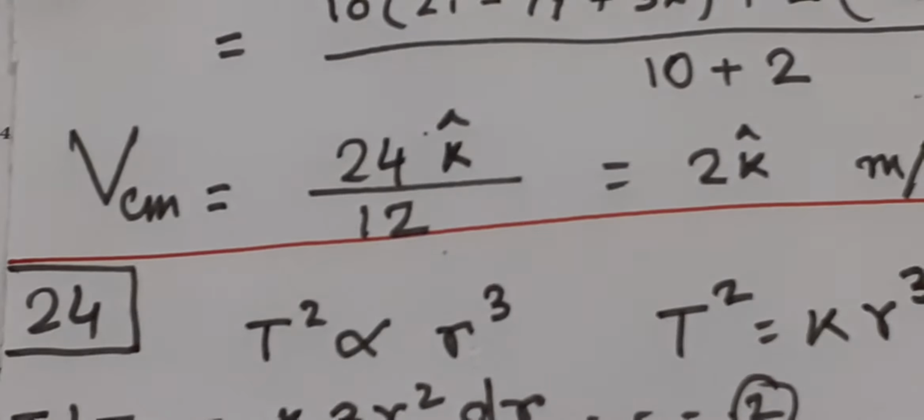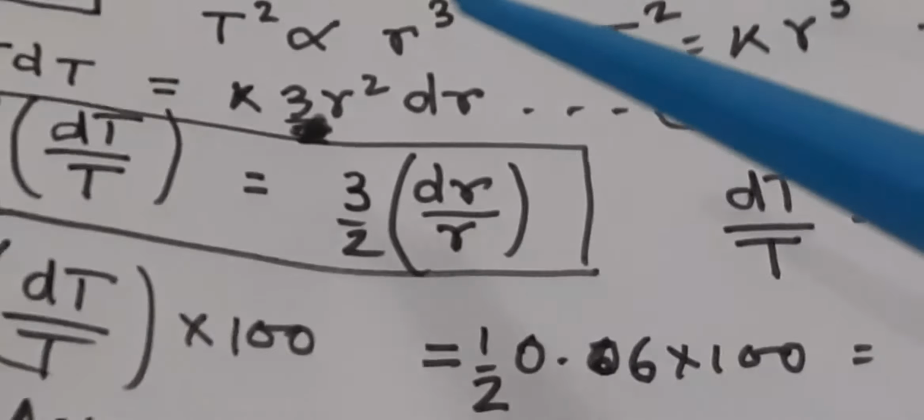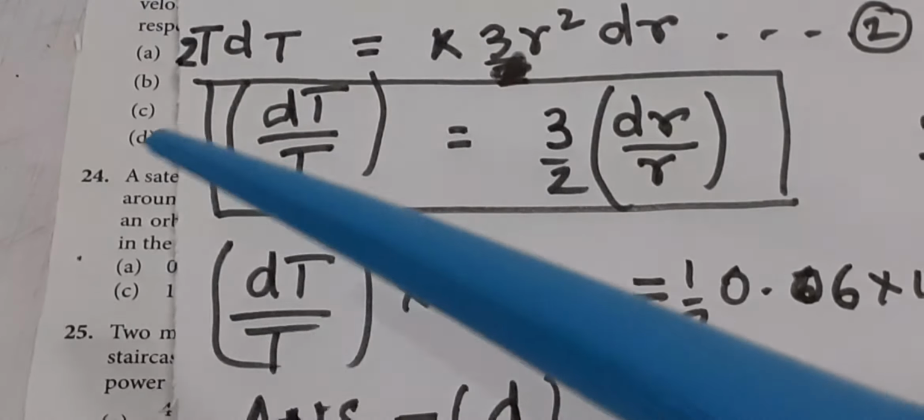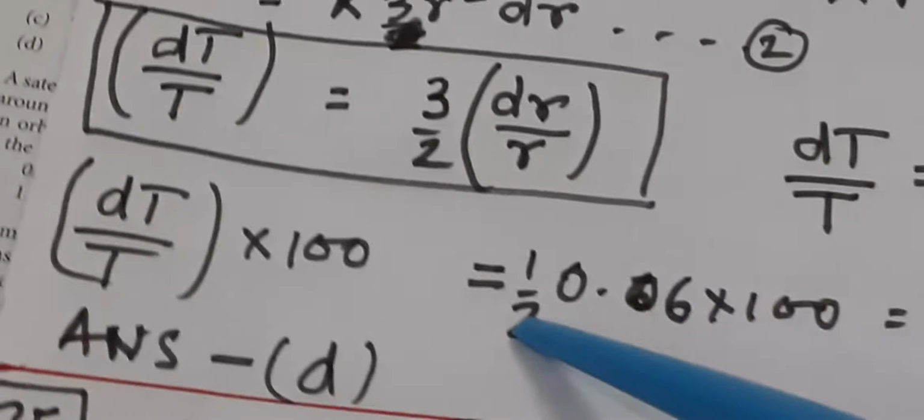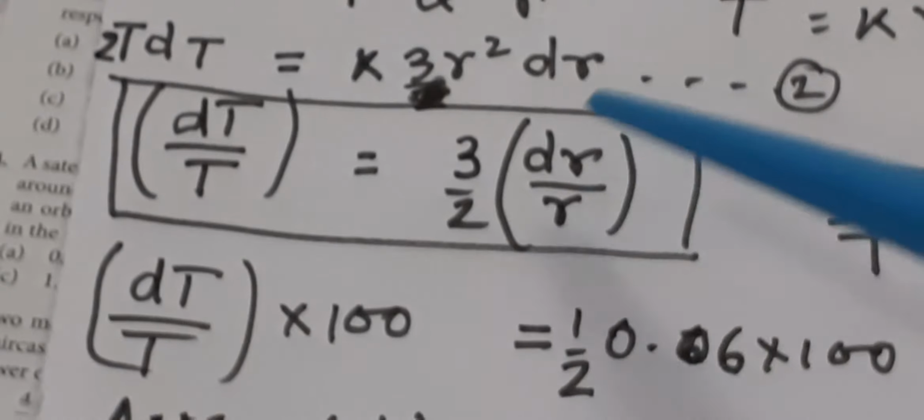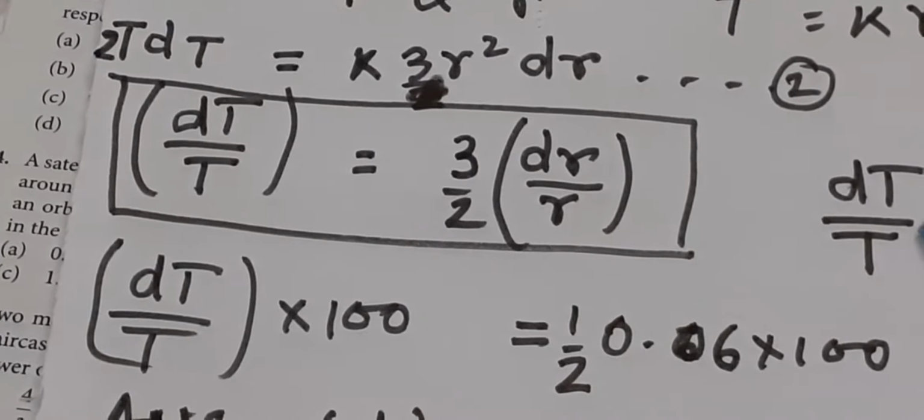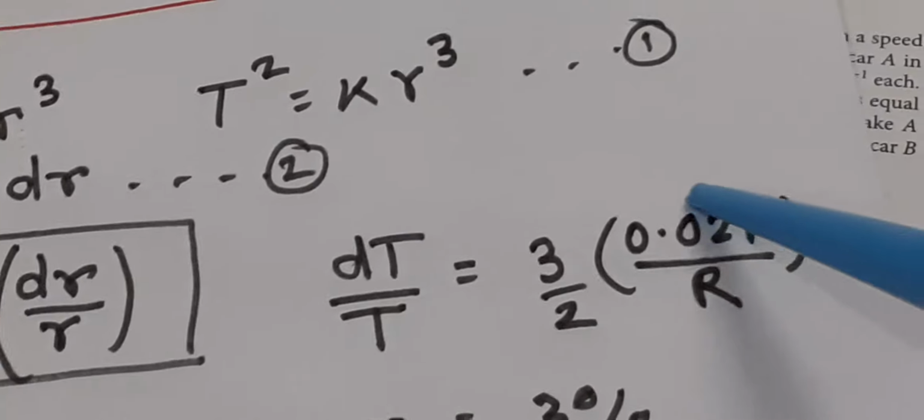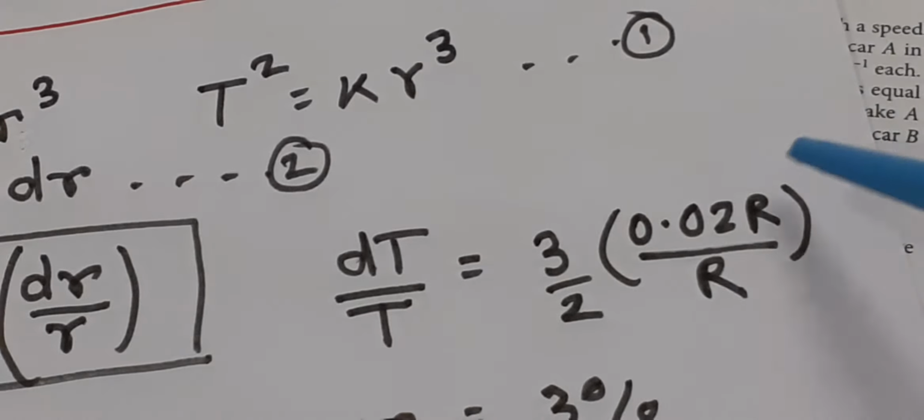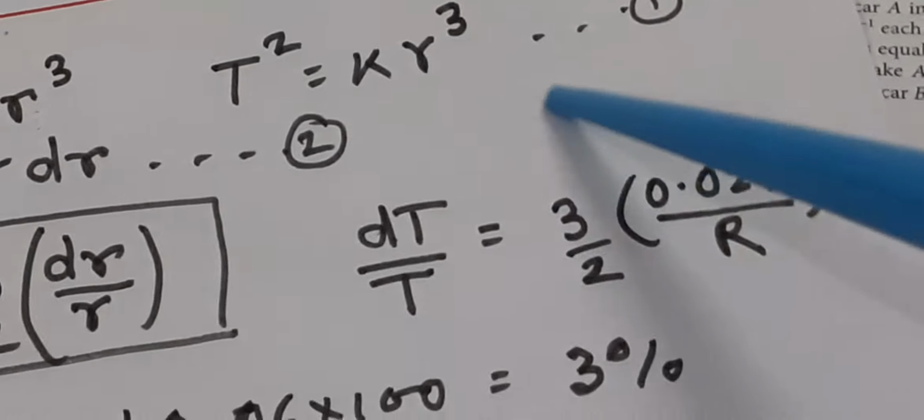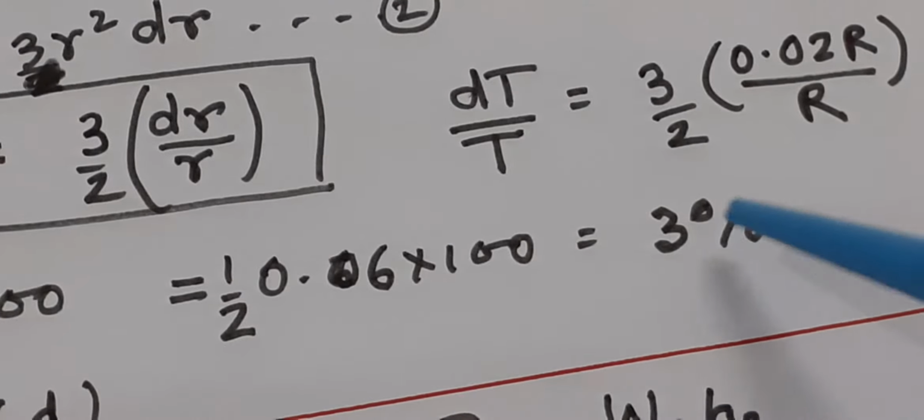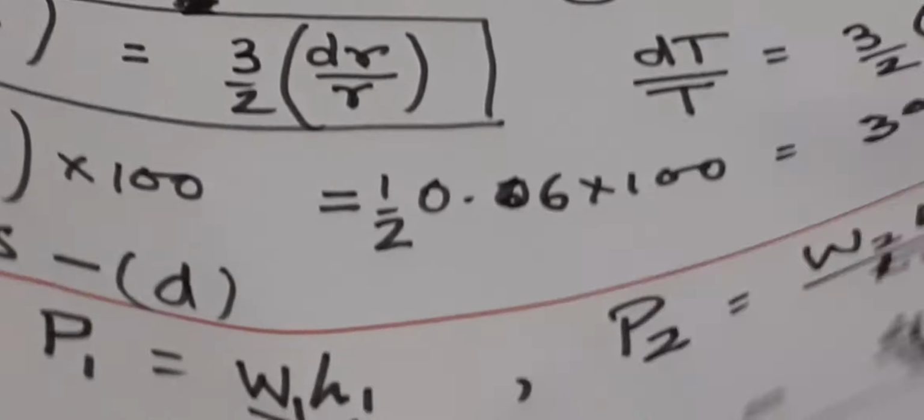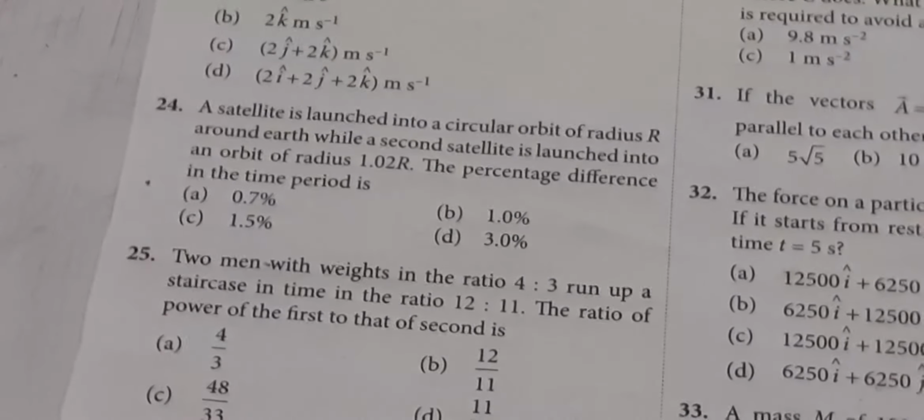Now whatever it is, our interest is to find the percentage, dT by T into 100, that will give us 3 by 2 into dr by r, which is 0.02 r divided by r. We cancel this, 0.06 divided by 2 into 100 will give 3%. A 3% change will be there in the time period. You can see the answer is D.